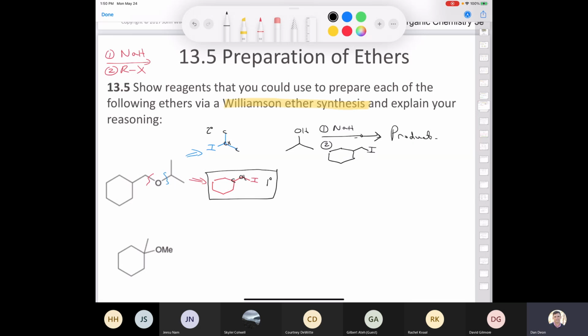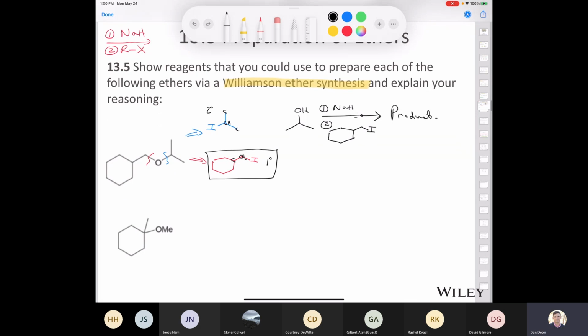Give me a thumbs up if you follow me on that one and why you can't use the isopropyl iodide. All right, if you're not following me 100% of the way, watch carefully. If you were to start with this as your alcohol, OH, and then you deprotonated it using sodium hydride, you'd end up with this as your alkoxide, okay? So far, so good. But then if you try to react that with isopropyl iodide, this is a secondary alkyl halide.